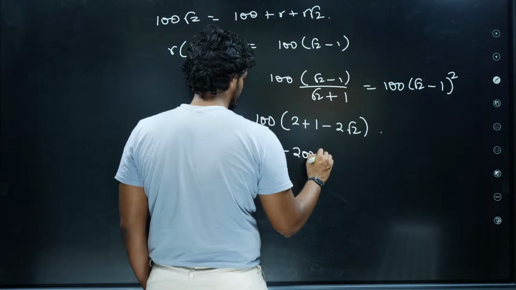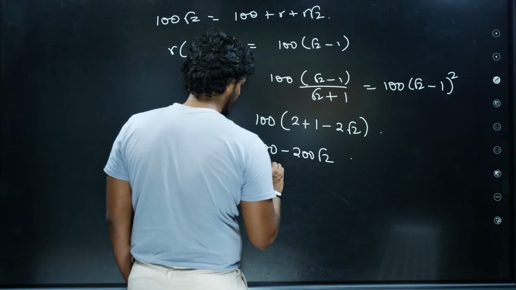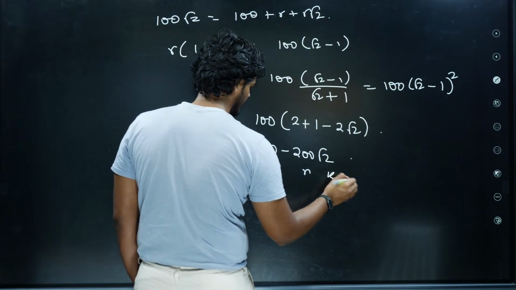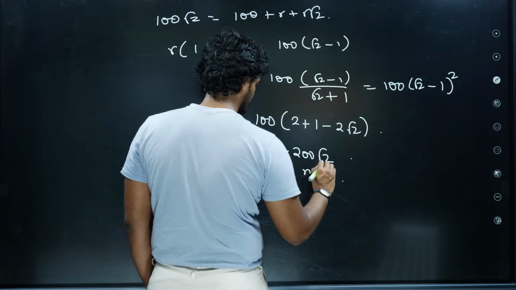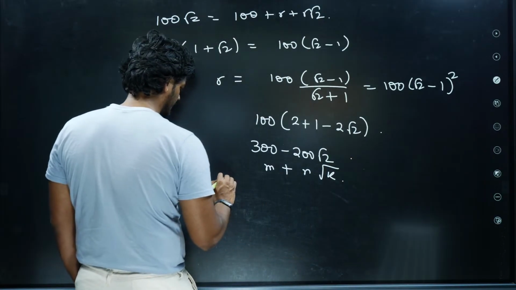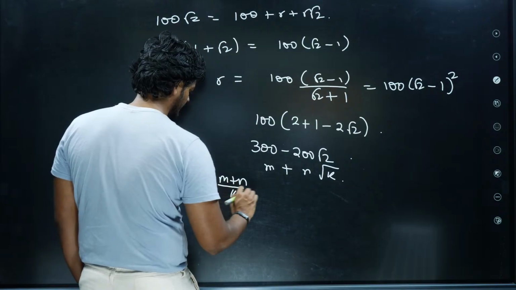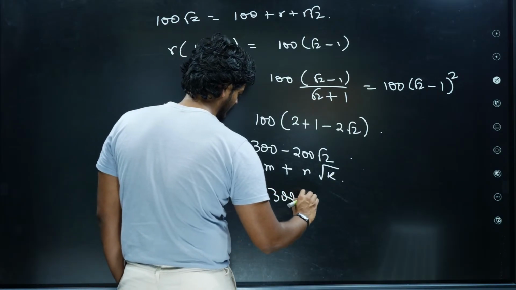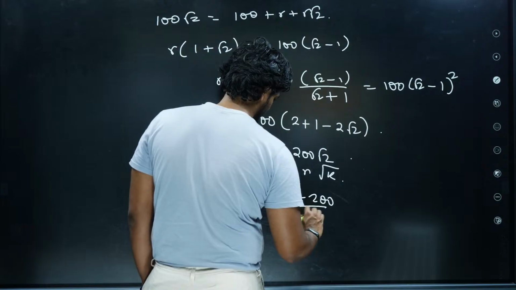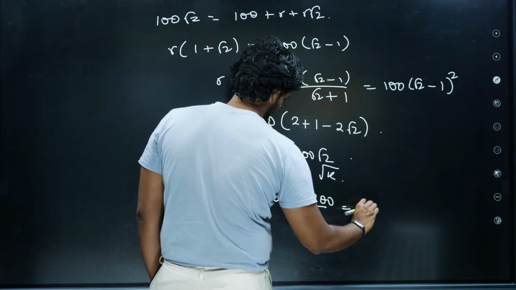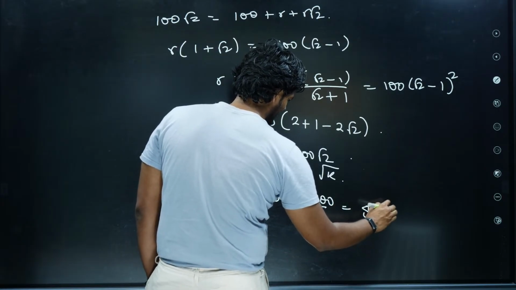minus 200. So this is m, this is n, this is k, m plus n root k, and we want m plus n by k. It is 300 minus 200 by 2, 50. This was very easy.